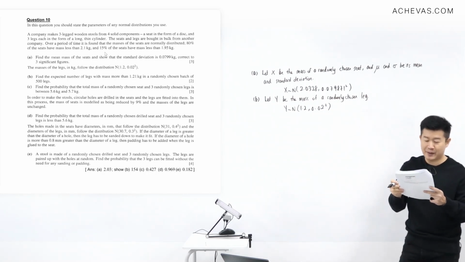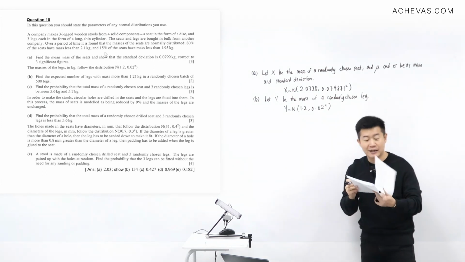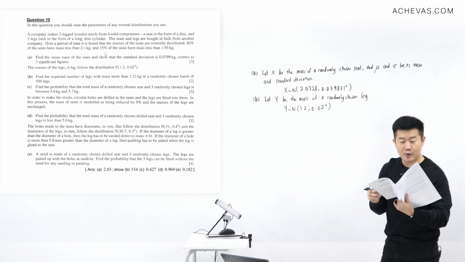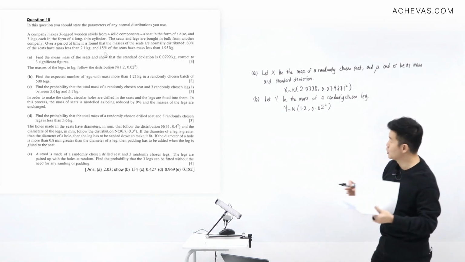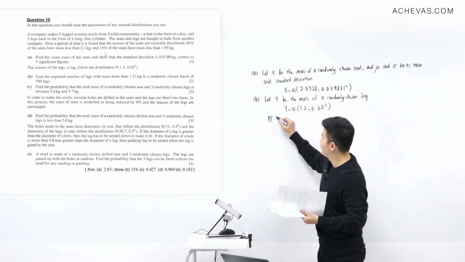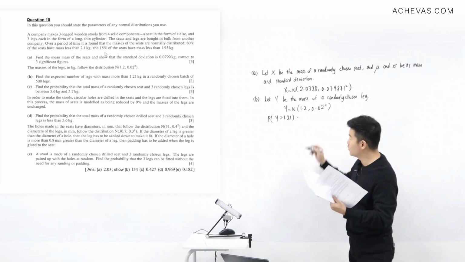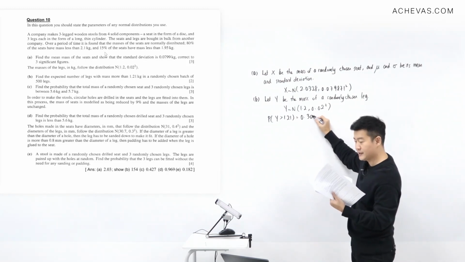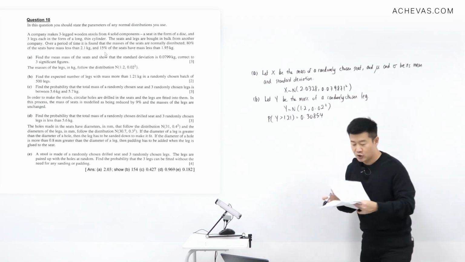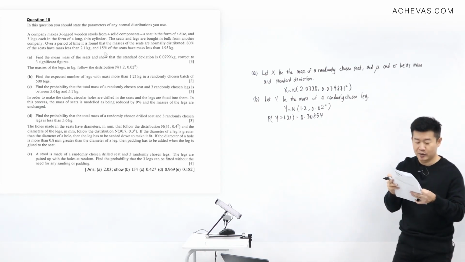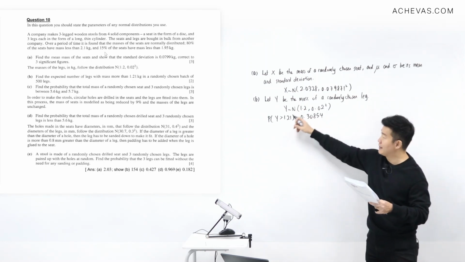We want to find the expected number of legs with mass that are more than 1.21 kg in a randomly chosen batch of 500 legs. So we are looking at a leg that is going to be more than 1.21 kg. So we are going to find the probability for one leg to be more than 1.21. I will press this into my graphing calculator. The probability is equal to 0.30854. So out of the 500 legs that I'm going to be looking at, we are trying to look at the expected number of legs where this is going to happen.